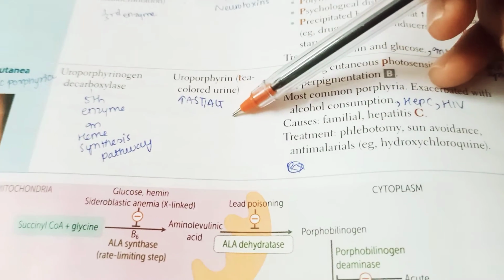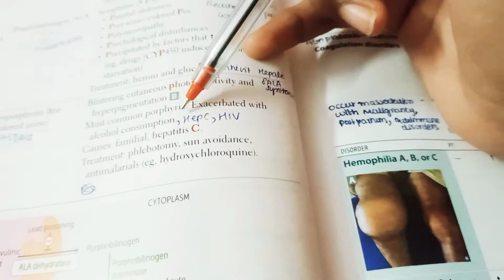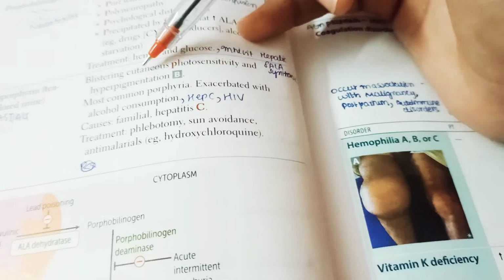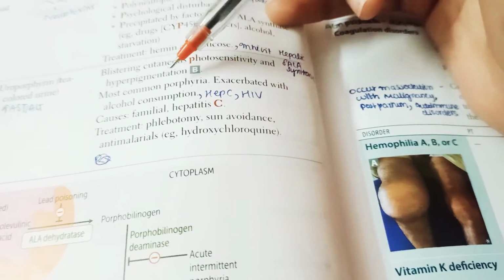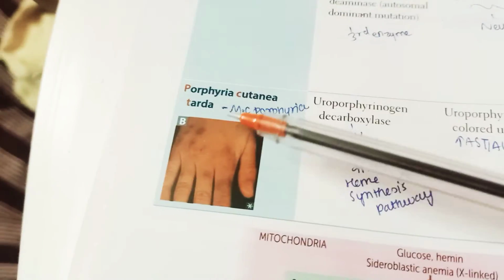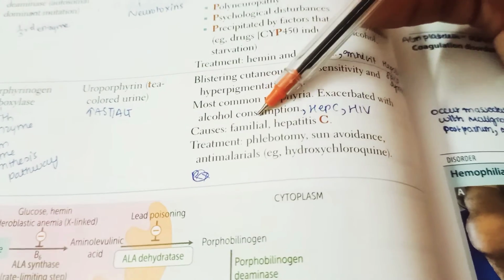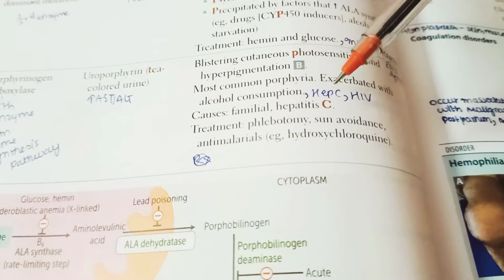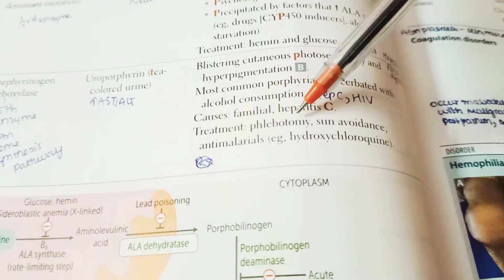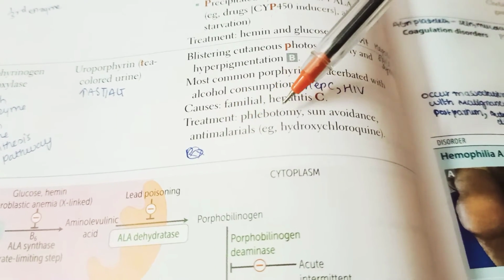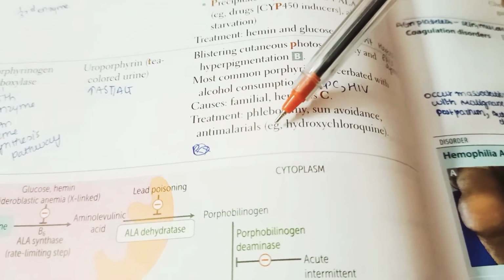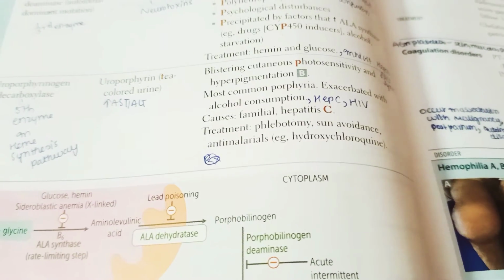Here liver enzymes like AST, ALT are also elevated. Okay, and blistering cutaneous photosensitivity, hyperpigmentation can be seen. You can see this is a blistering cutaneous hyperpigmentation. And this is the most common porphyria, exacerbated with alcohol consumption, hepatitis C, HIV. There are familial causes and also hepatitis C. Treatment: phlebotomy, sun avoidance, antimalarials like hydroxychloroquine.